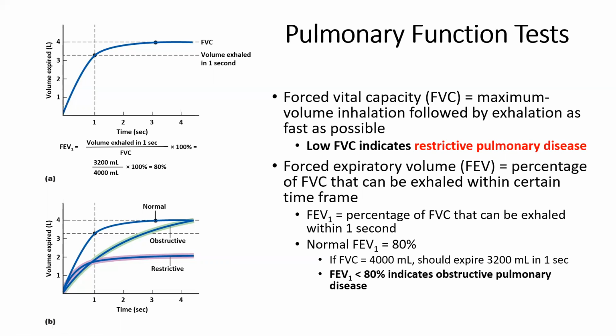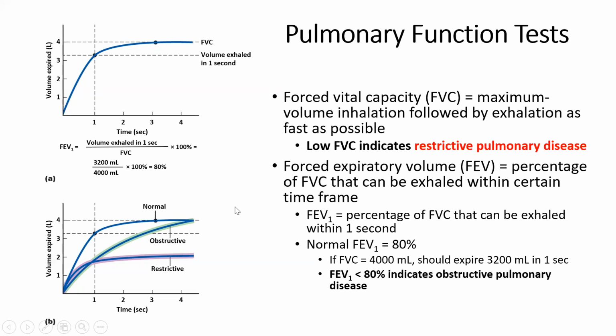In patients with pulmonary obstructive diseases, the FEV1 is drastically reduced. So it's less than 80%. In some texts, it'll tell you less than 70%. So it's really drastically reduced. And that's because these patients have a hard time moving air in and out. And so they can eventually get there. We'll talk about this on the graph here in a minute.